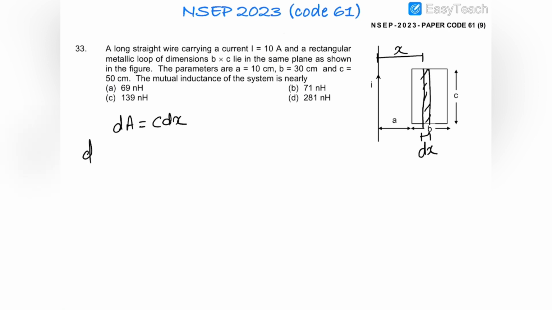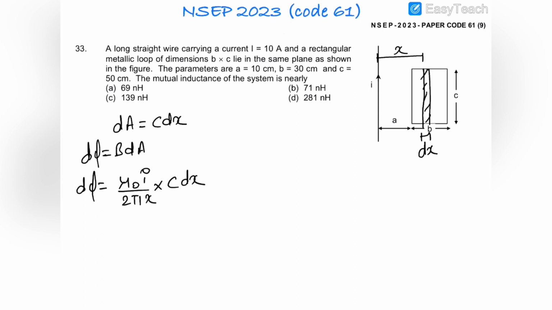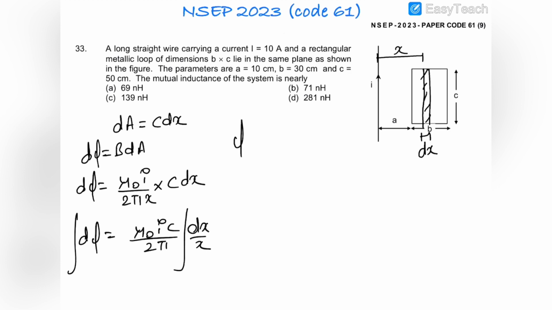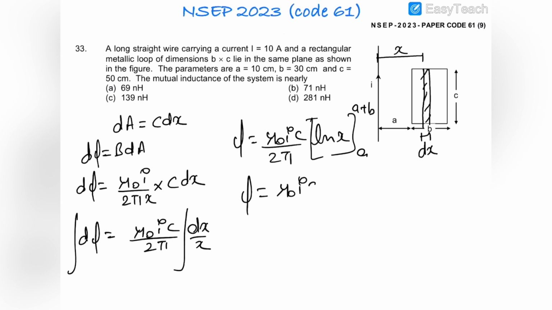or magnetic flux will be d phi. d phi would be B dA, where B would be mu naught I by 2 pi x, and dA will be C dx. So d phi would be mu naught I C by 2 pi times dx by x, and integrating both the sides, phi will be equal to mu naught I C by 2 pi ln x. Now the limit of x would be from a to a plus b. So phi will be equal to mu naught I C by 2 pi ln of (a plus b) upon a.